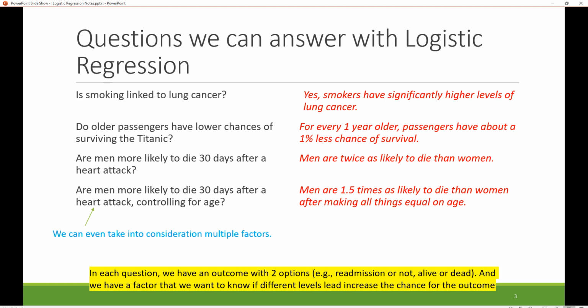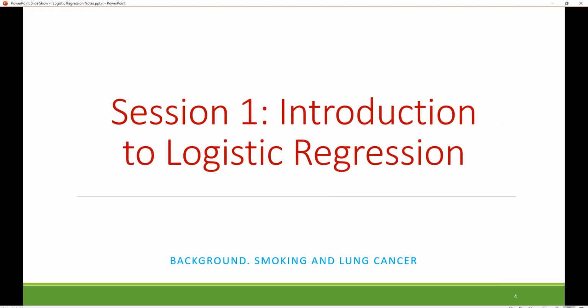In each question, we have an outcome with 2 options, for example, readmissions or not, alive or dead. And we have a factor that we want to know if different levels lead us to increase the chances for the outcome. And we'll start with session 1, that's the introduction to logistic regression. We're going to look at background, and we're going to look at the example of smoking and lung cancer.